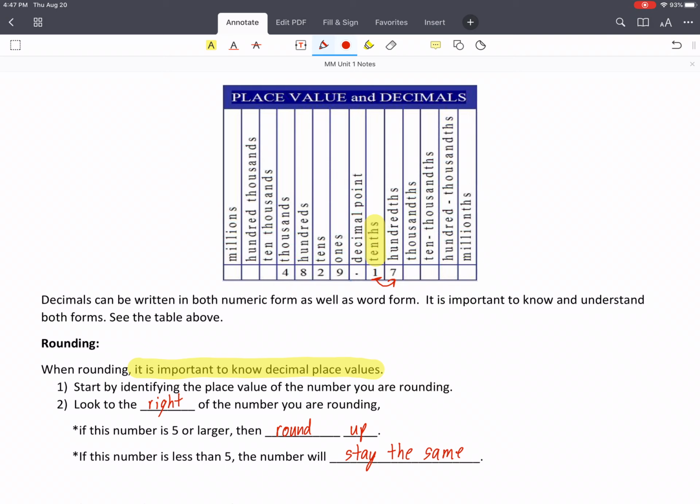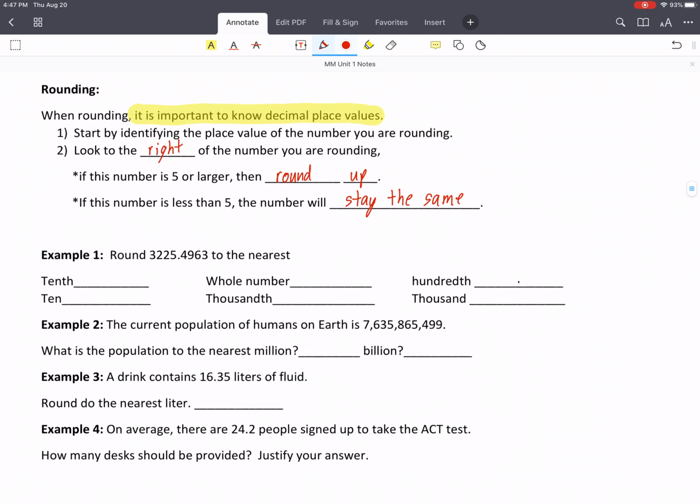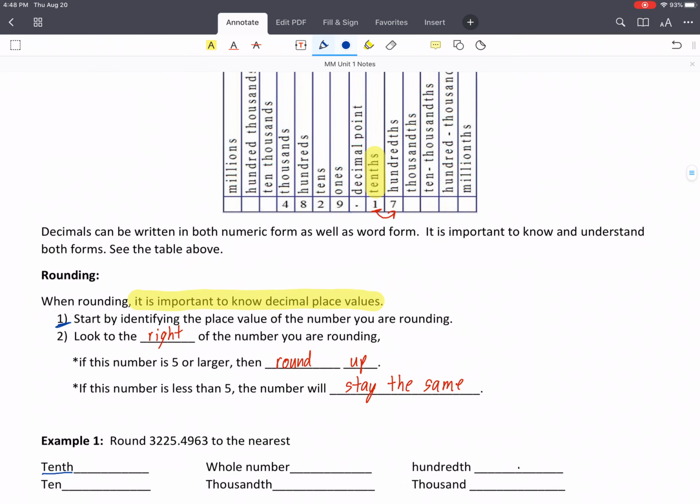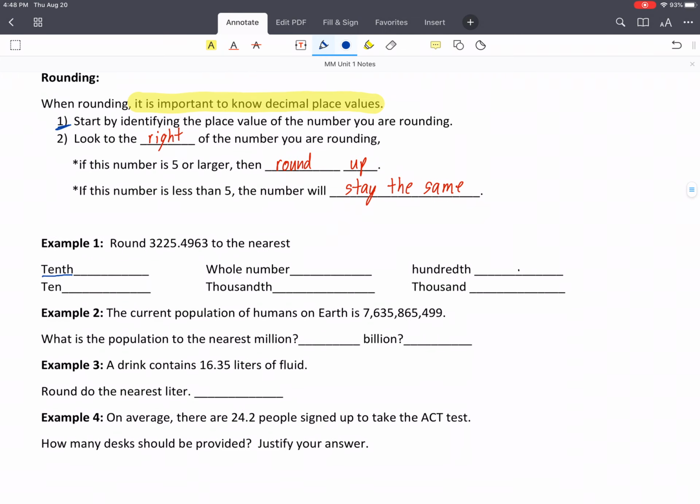Let's look at some examples down here. For example 1. So it's wanting us to round 3,225.4963 to the nearest, and it gives us some different values. So to the nearest tenth, for example. So if we look at our steps, number 1, we identify the place value. So rounding to the nearest tenth, looking up here, the tenth is the first decimal place. So we're looking at that one right there.